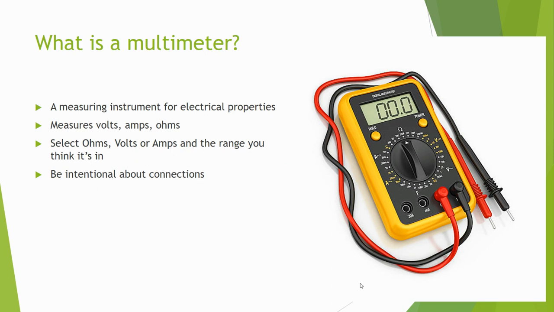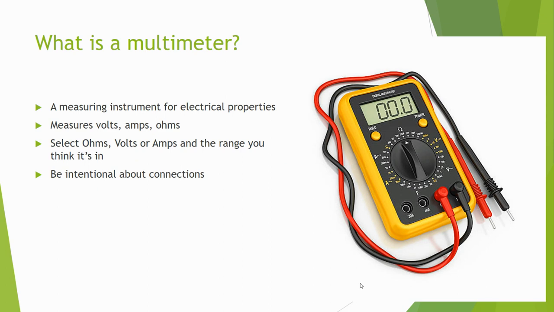For the lab part of today's assignment, you're going to use a multimeter. There's a picture of a multimeter here, but you should know they range anywhere from the $8 cheap ones you might find to $150 or $200 digital ones. They are measuring instruments. You can typically measure volts, amps, and ohms on them. And so you will first select which you want to measure. You'll be intentional about your connections, and then you'll be able to read some things.